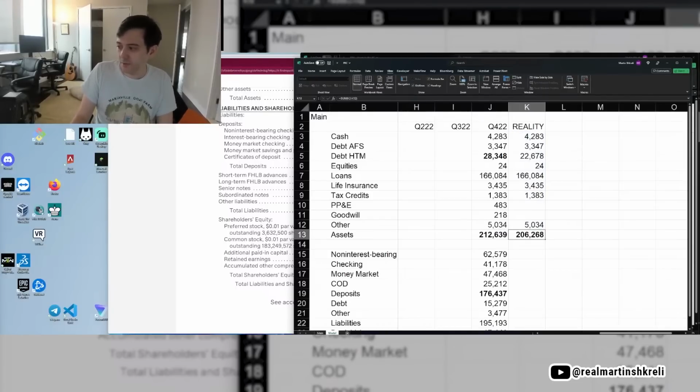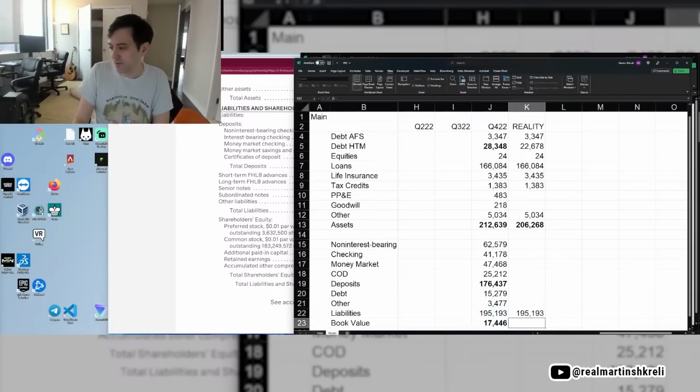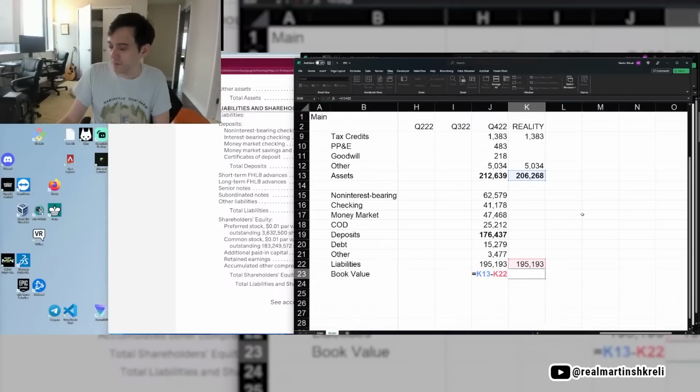So now we're talking about real assets, and I'm being somewhat favorable here, of 206 billion. Well, these liabilities we all know, as I said, are going to be the same. The liabilities are still 195. So the actual book value of this bank could be as little as 11 billion.